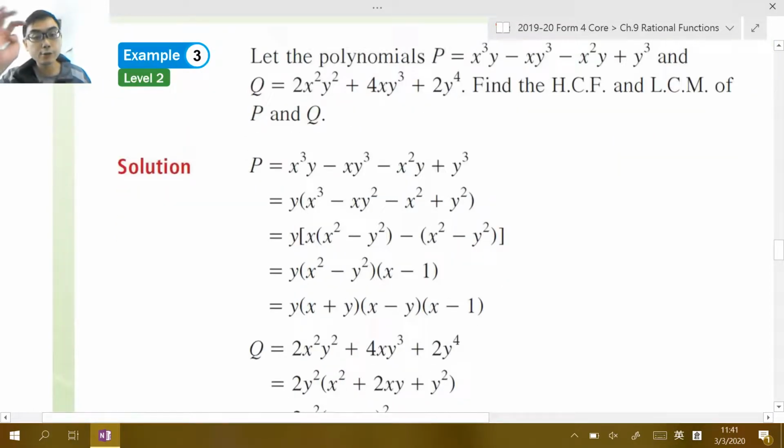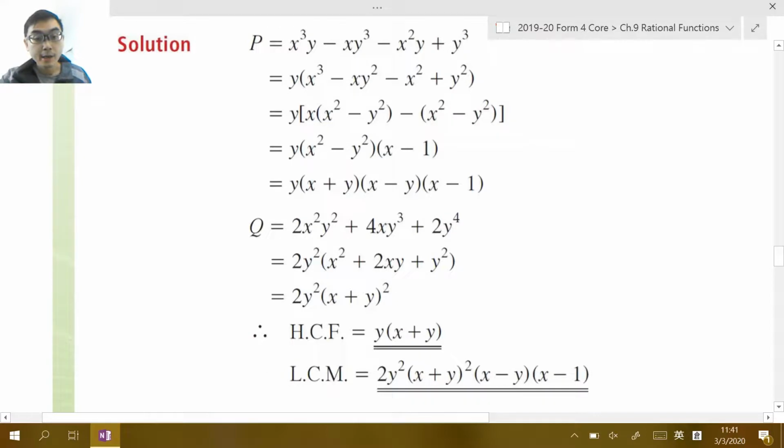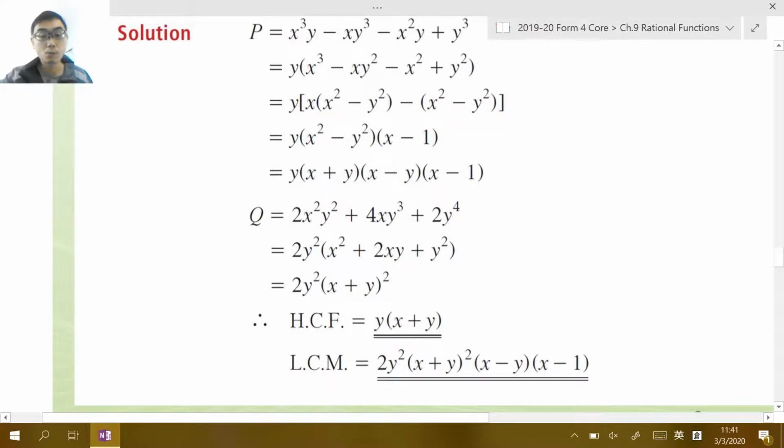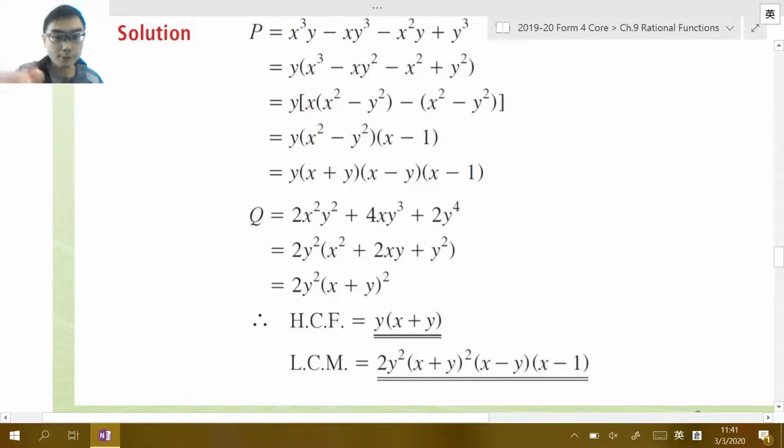But what you need to be careful about is to factorize. For P, you factorize as y, x plus y, x minus y, x minus 1. And then for Q, you have y squared, x plus y, all squared. So you can see that the groups would be divided in this way.